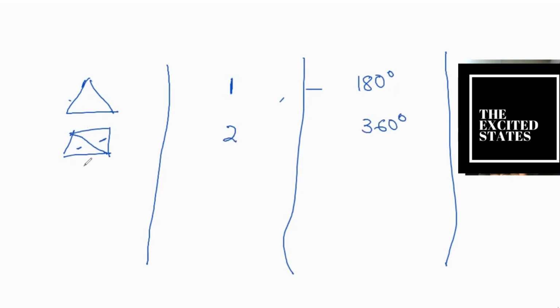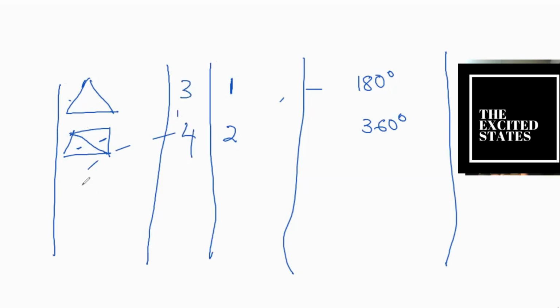Now, after this quadrilateral, what is there? This is three sides, then four sides, right? Now, how many sides? Five sides. What is the figure which has five sides called? I forgot. Pentagon. Right?